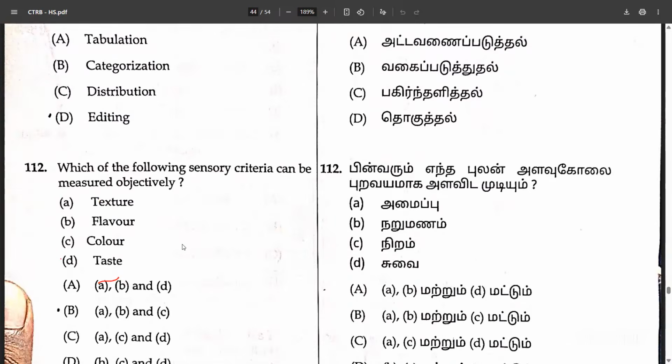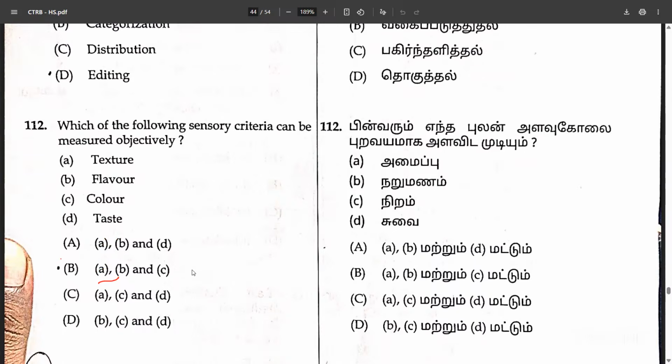Which of the following sensory criteria can be measured objectively? Texture, flavor, color, and taste. By observing, you can identify sensory criteria. So here you'll simply eliminate taste. Taste cannot be observed; you will taste it, then only you will tell the taste. So texture can be observed by seeing. Okay, flavor and color.